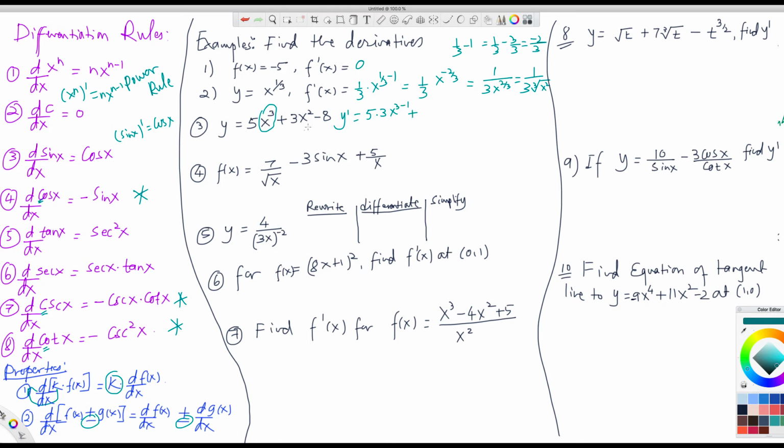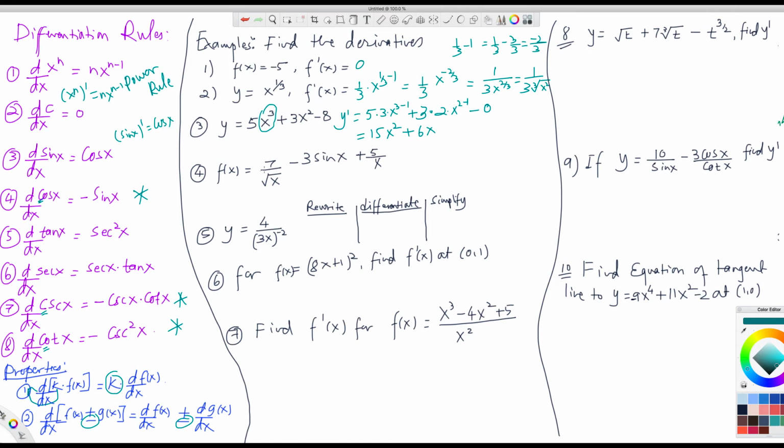Similarly for the second term, 3 times 2x to the 2 minus 1. And then minus the derivative of 8, which is 0, right? So if you simplify, what do you get? It is 15x squared, and then plus 6, 3 times 2 is 6, times x to the 1, which is just x. That's it. That is the final answer.